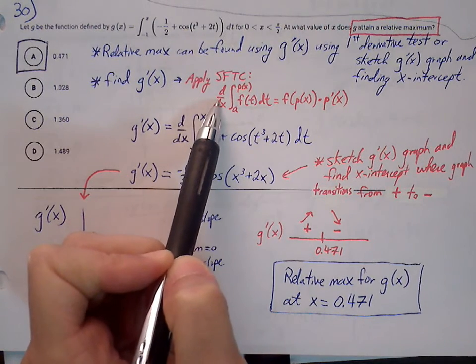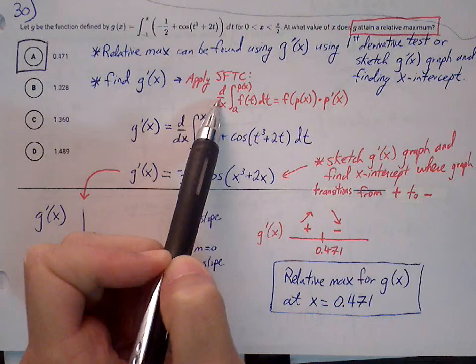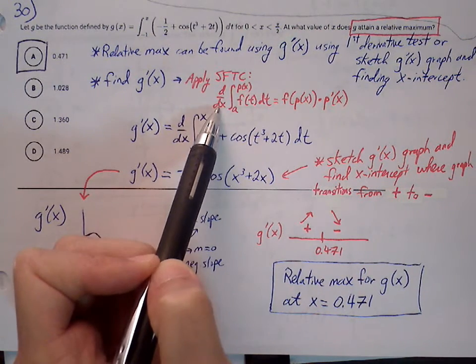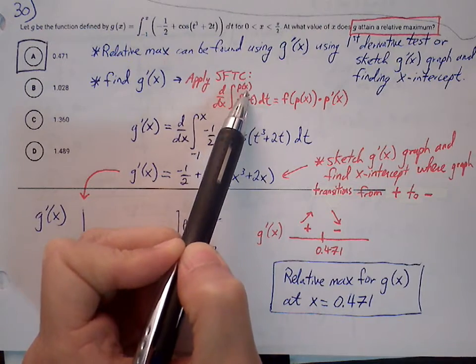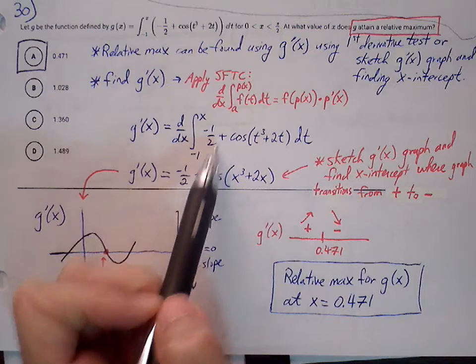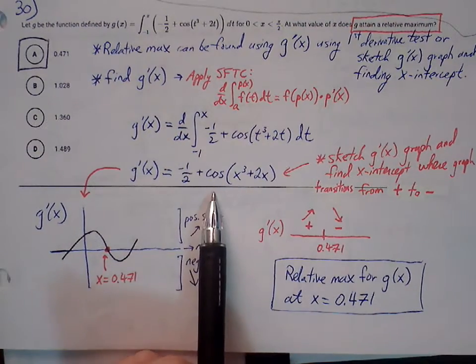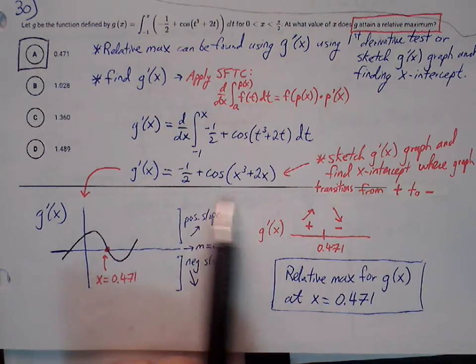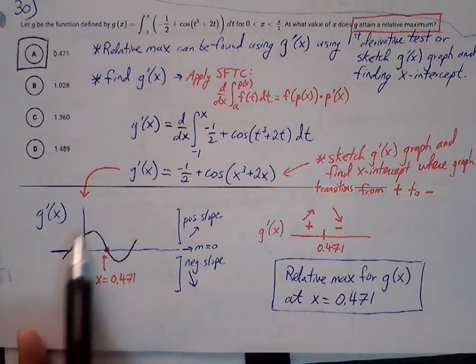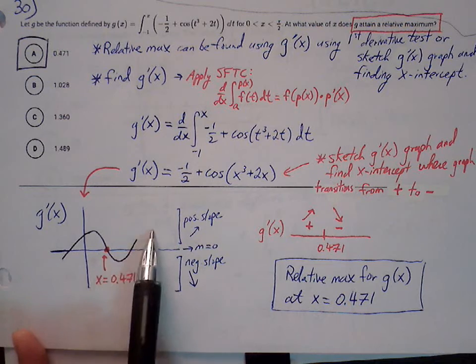We can also apply the second theorem, which just says that if I find the derivative of an integral, these two operations undo each other. I just plug my upper bound in for the variable, and when I do that, I'm just left with what's inside the parentheses. So here's my g prime, and this is what the g prime graph looks like if we enter it in our calculator.